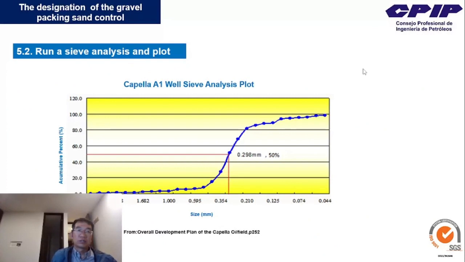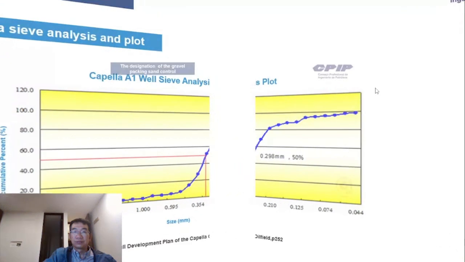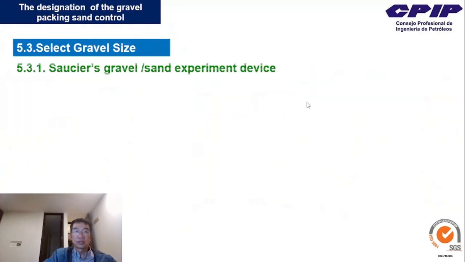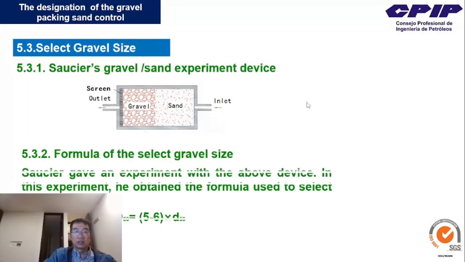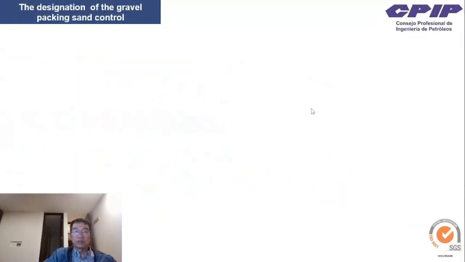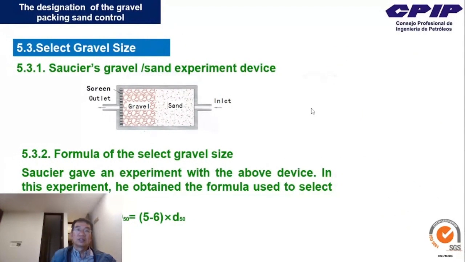5.2 Run a sieve analysis and plot. This is the sample sieve analysis plot of Capilla A1, and we can conclude the median size of the sand. So 5.3, we can select the gravel size.